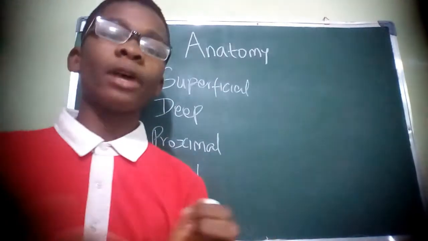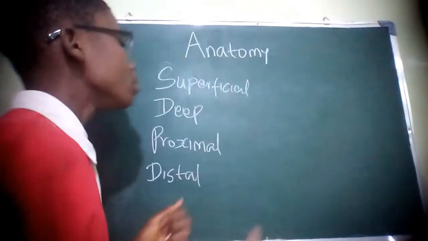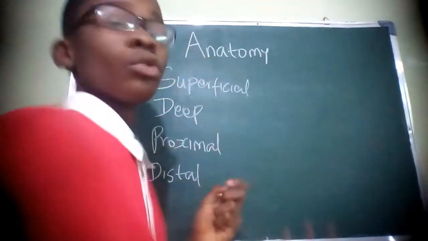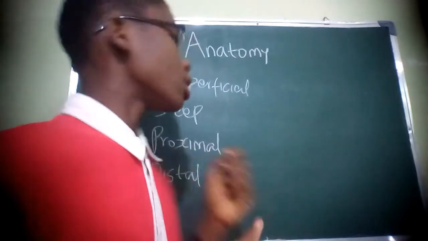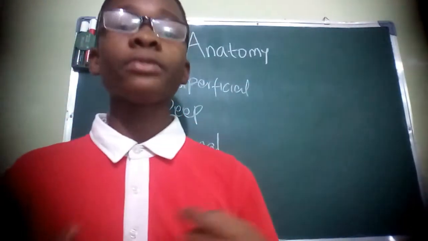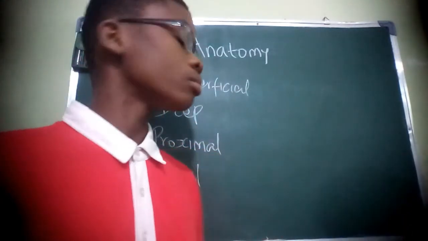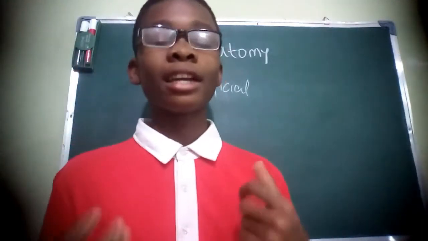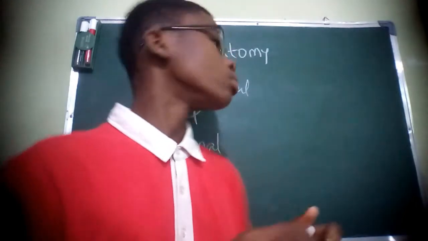So we look at superficial. Superficial simply means that the structure is nearer to the skin, like when we'll be talking about fascia, you see that the superficial fascia is nearer to the skin. And we also have deep, which means that the structure is far away from the skin, like when we talk about the bones that are the deep structures.